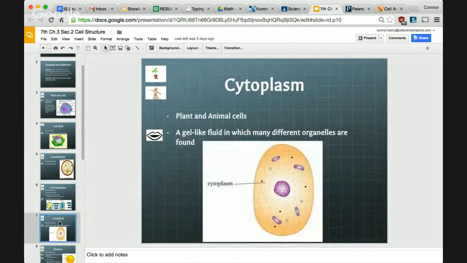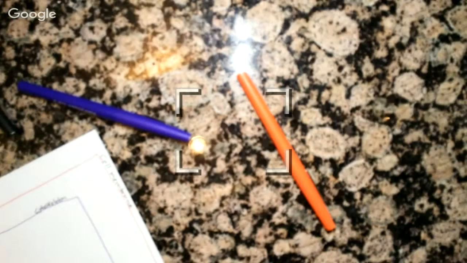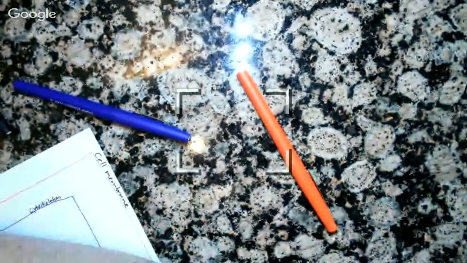Okay, the next thing is the cytoplasm. Now this is a little hard to do for our factory because the cytoplasm is just where everything is. So that's really just going to be my property. My property is my cytoplasm. Okay, let's try one more time and see if this is going to work. Oh, fantastic, and we're back in business.